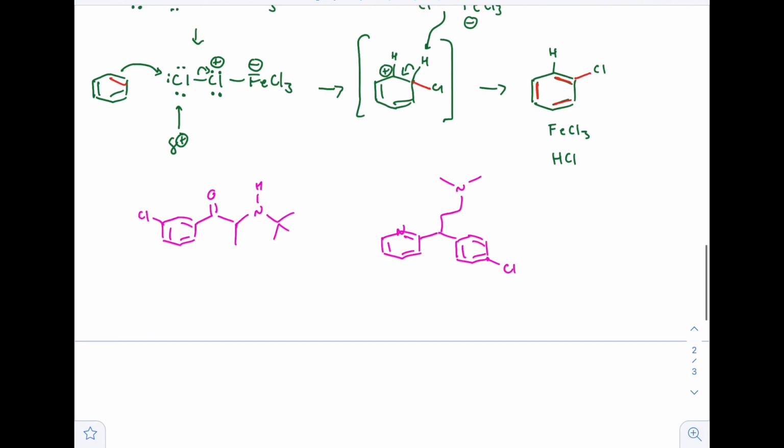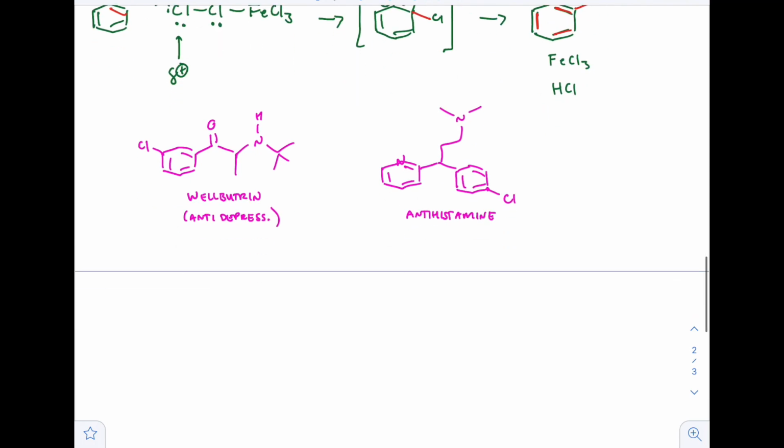But before I do that, I want to leave you with a couple compounds here that, as you can see, have benzene rings with chlorines on them. So this is Wellbutrin, and then on the right it's an antihistamine. And so halogenated benzene rings, first of all, are super pervasive in pharmaceuticals, and then halogenated compounds are as well. So just wanted to bring that up because this is extremely relevant and a very important reaction.